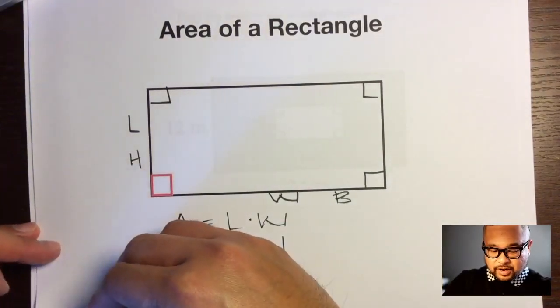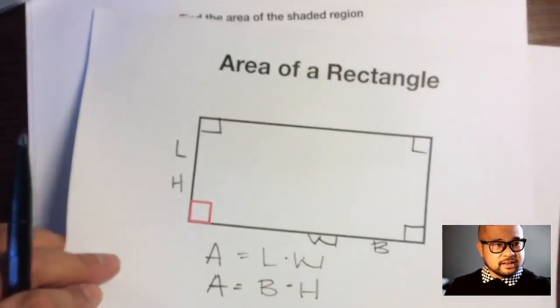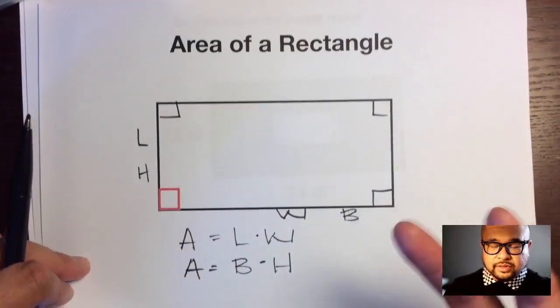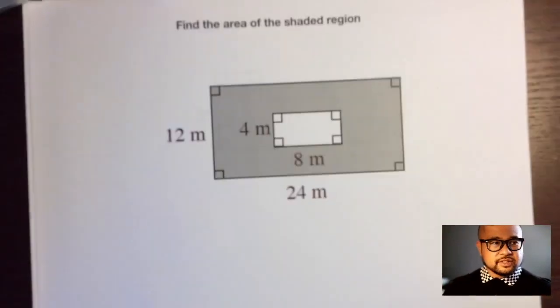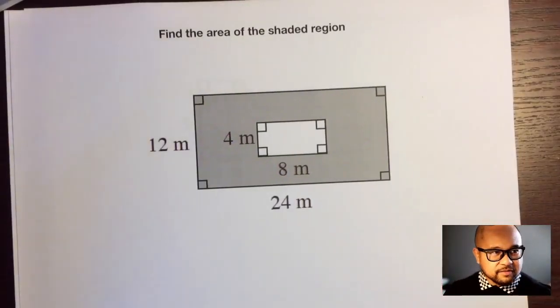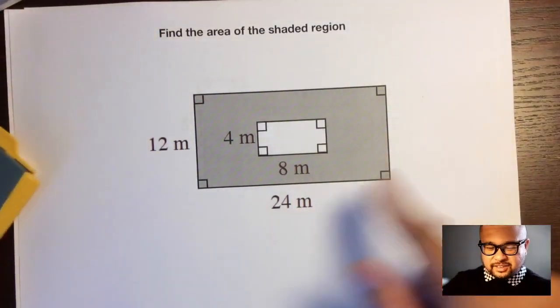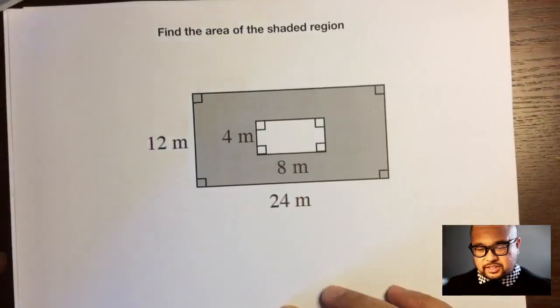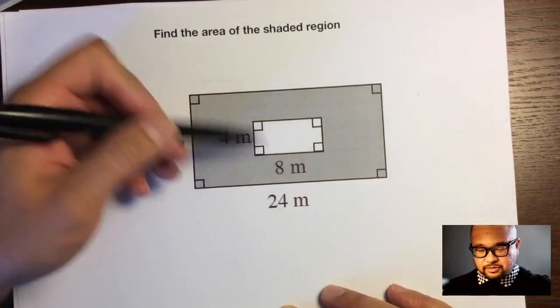If you want to grab your legit calculator, I suggest grabbing one because I know you're saying, oh my gosh, why are we doing this? It's so easy. Well, let's do this one right here. So find the area of the shaded region. Look at it. It's not just one rectangle, it's 2 rectangles. So we want to find the area of the shaded region.